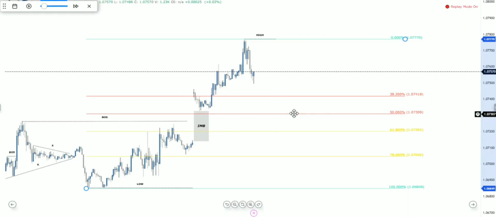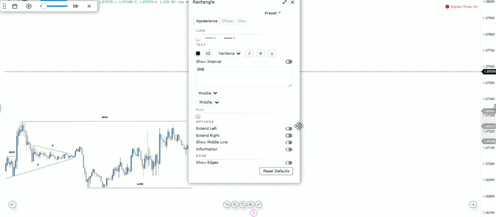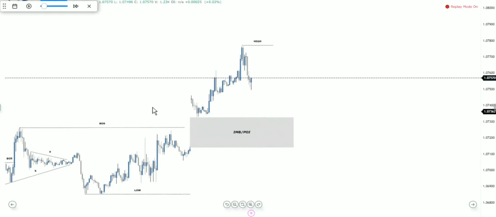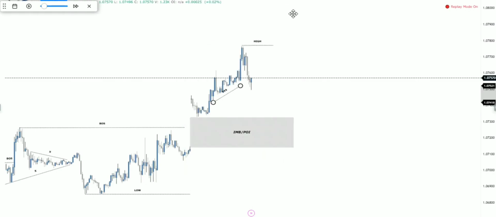Right, so because there's imbalance over here, I'm still going to use this as a point of interest. So let me mark it out as a point of interest, which is this over here. And then I'm going to mark out all the liquidity, which is the point in the market where price failed to have any momentum, like so.